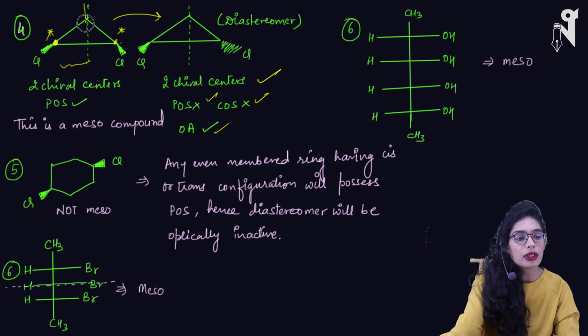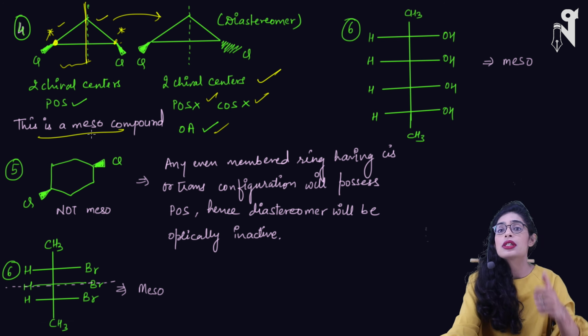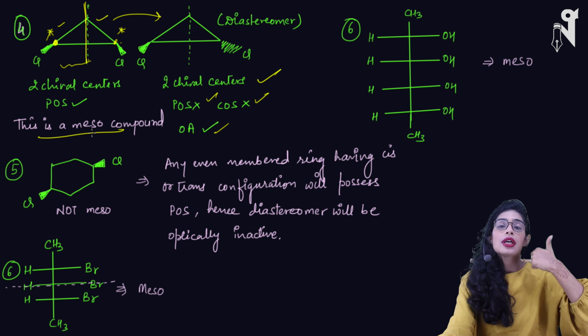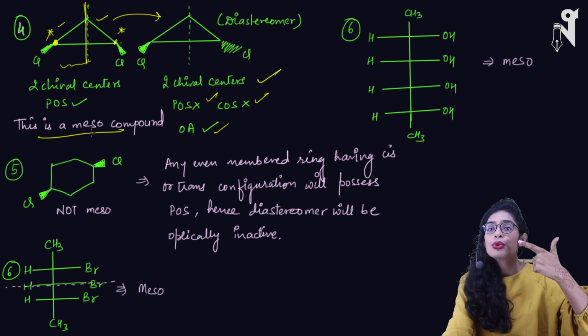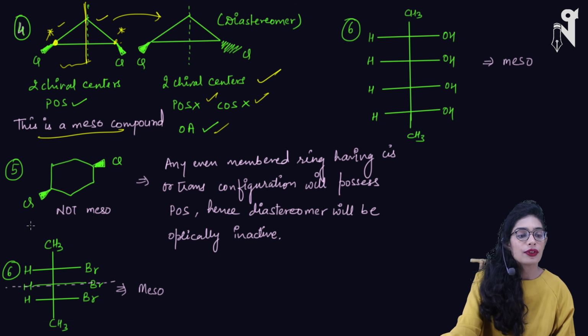So these two, when I'm dividing it from here, it is giving me two equal halves which are mirror images of each other. So yes, this is a meso compound because there are three conditions. All the three conditions are getting fulfilled. Two chiral centers, plane of symmetry is there, which is breaking it into two equal halves, and third is its diastereomer is optically active.